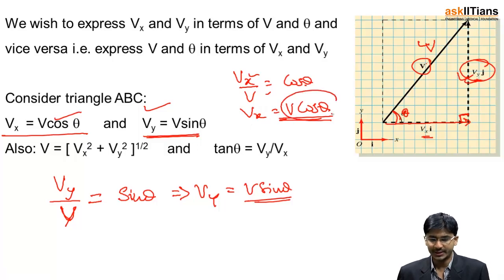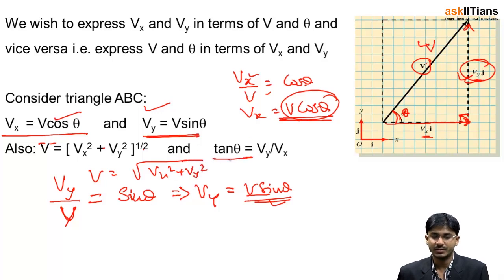This is also called, as we saw here, the projection of V along the x-axis. This Vx is called the projection of V along the x-axis. This Vy is called the projection of V along the y-axis. Now since these are perpendicular, this is a right angle triangle, so for the hypotenuse we can write V is root over Vx square plus Vy square.